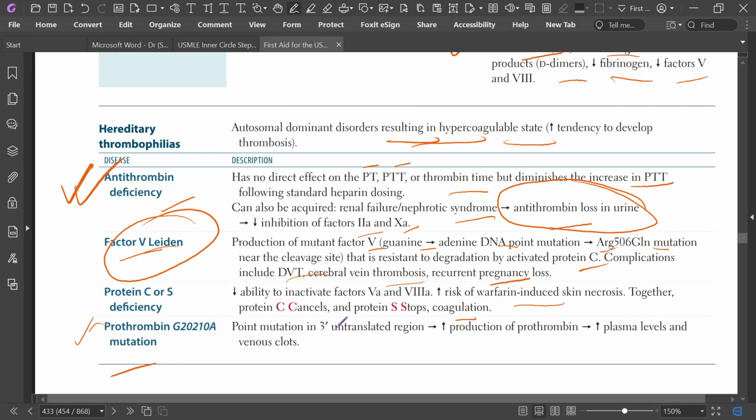Prothrombin G20210A mutation is a point mutation of the 3' untranslated region, increasing production of prothrombin, increasing plasma levels, and causing venous clots.